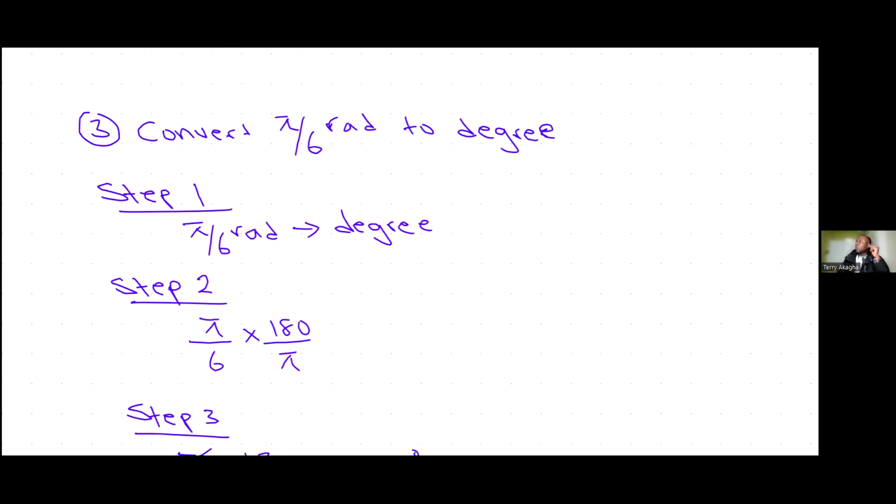Okay? So let's pick the last one. Let's say we're converting 2 over 3 pi radians to degrees. Number 4. It's one of the popular ones as well. Convert 2 over 3 pi radians.